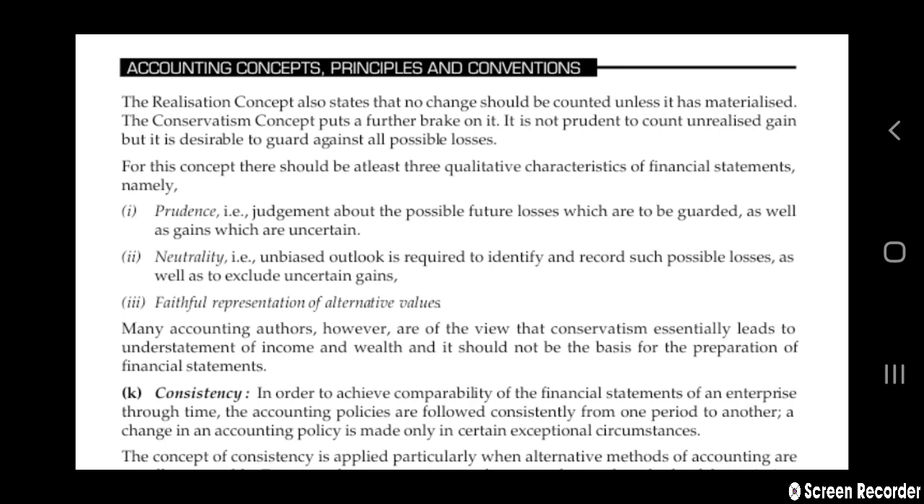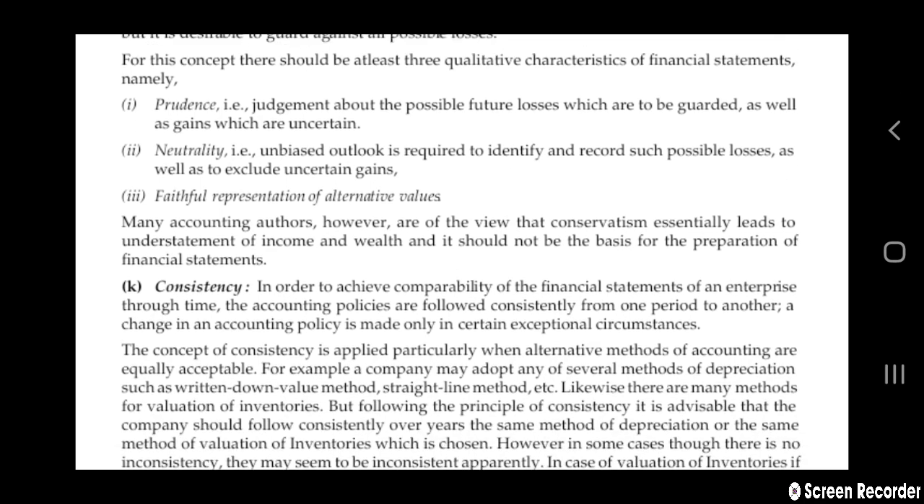The conservatism concept puts a further brake on it. It is not prudent to count unrealized gains, gains that have not been realized. But it is desirable to guard against all possible losses. You can take all possible losses and you can explain them.